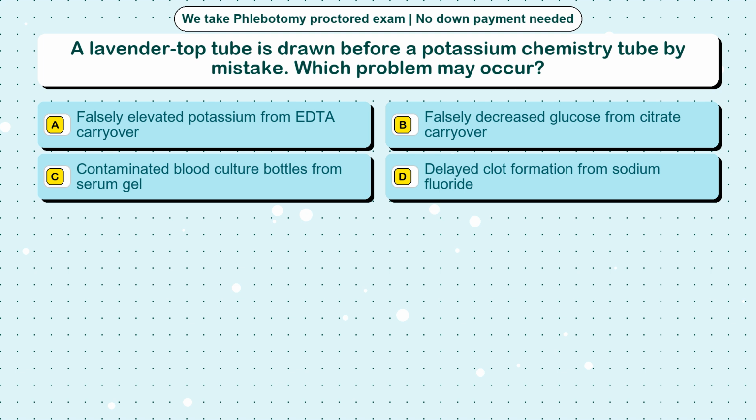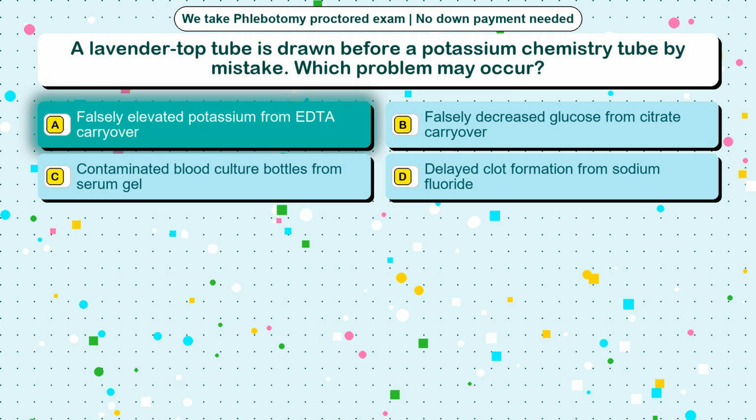Which problem may occur? Option A, falsely elevated potassium from EDTA carryover. Option B, falsely decreased glucose from citrate carryover. Option C, contaminated blood culture bottles from serum gel. Option D, delayed clot formation from sodium fluoride. The correct answer is option A, falsely elevated potassium from EDTA carryover.